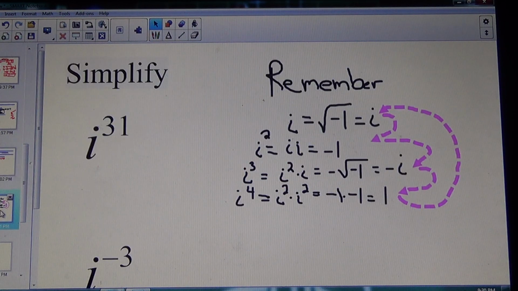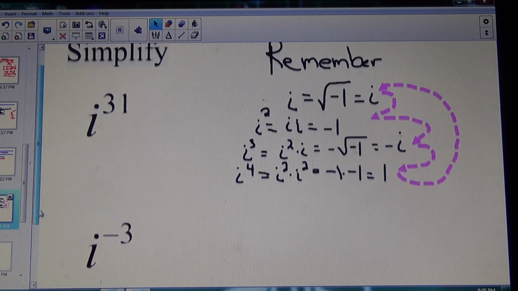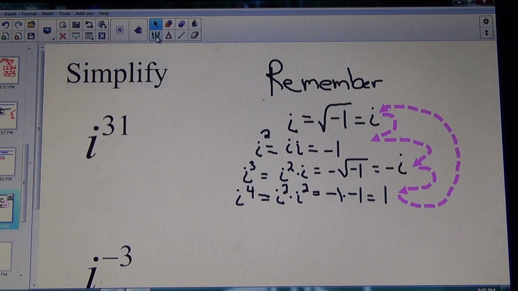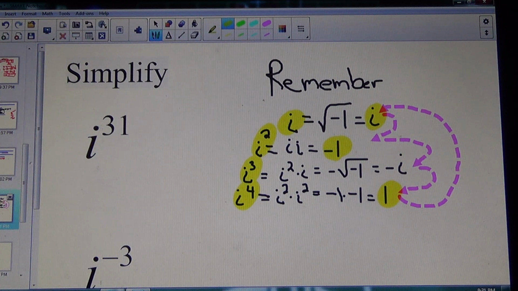Alright, next up, we got some i's. Okay, remember there's a pattern here. I'll highlight it so it makes it a little easier. We got an i, an i squared, an i to the third, an i to the fourth. i is the same as i. i squared is a negative 1, i to the fourth is a positive 1, and i to the third is an i. Whenever I have an even power, I will not have an i left over. Odd powers though, with my i to the first and i to the third, I will have an i. One's negative, one's positive. Okay, you do need to have that pattern memorized.